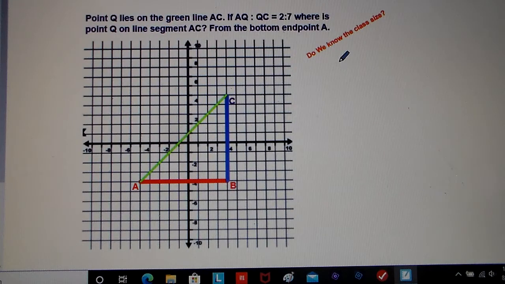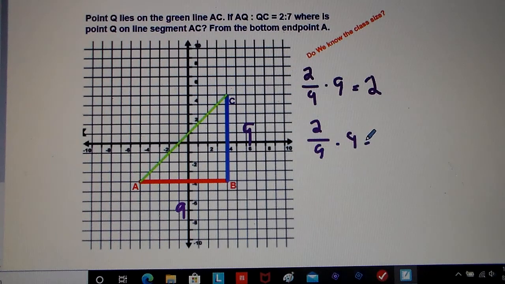Alright. If you hit the pause button to do it, now I'm going to start doing it. So 2 to 7 turns into 2/9. Find out the distance. 1, 2, 3, 4, 5, 6, 7, 8, 9 is the length. The height is also 9. So 2/9 times 9 is 2. And then 2/9 times 9 is also 2. So you go 2 to the right, 2 up. So you have -3, -2.